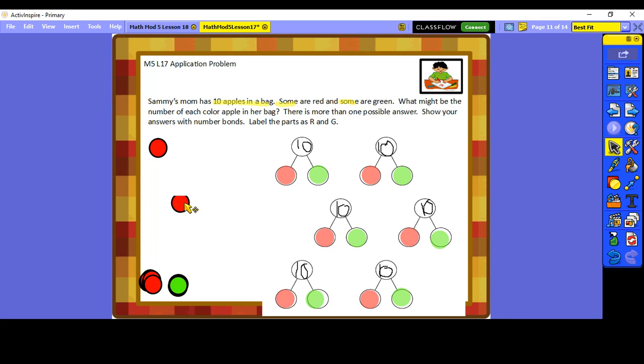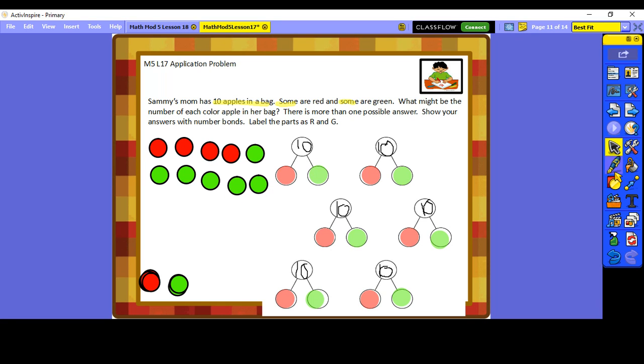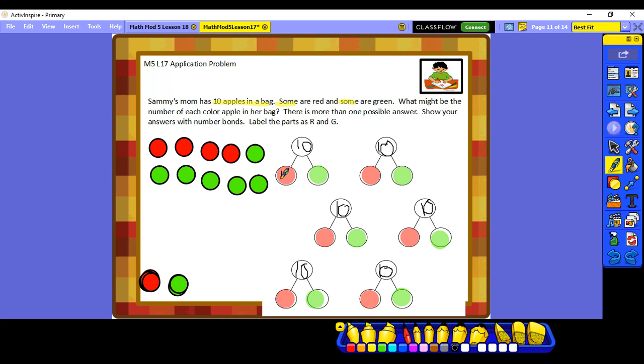If I'm trying to figure out a way to make 10, I can put up some red, 1, 2, 3, 4, and some green, 5, 6, 7, 8, 9, 10. How did I make 10? How many red do you see? 4. How many green do you see? 6. One way I could have made 10 was 4 and 6.